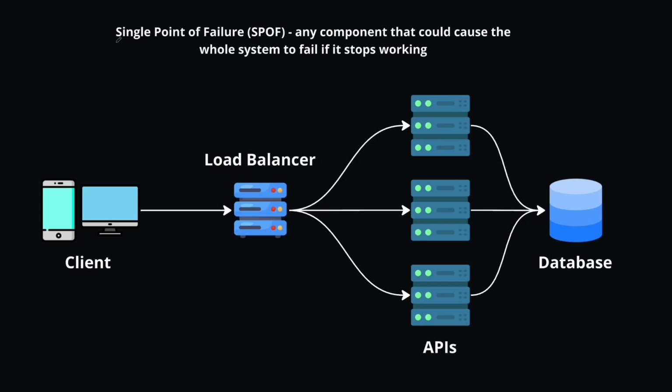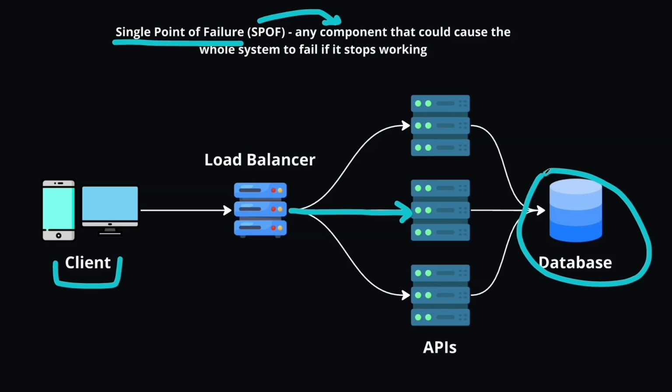Now let's talk about a concept called a single point of failure in system design. This is one part of your whole system that, whenever it fails, will bring the entire system down with it. To put it simply, it is any component that could cause the whole system to fail whenever it stops working. For example, imagine this setup: the clients connect to our load balancer, the load balancer distributes them to the APIs, and then we have a single database which is used for all API servers. The database here is one example of a single point of failure.